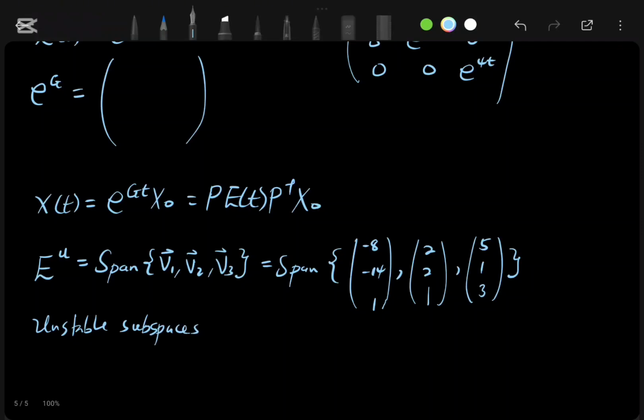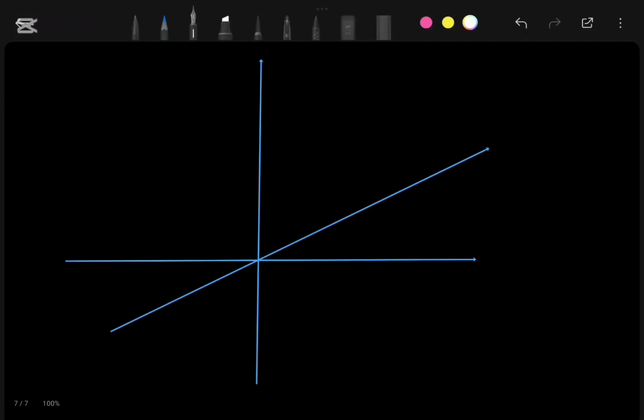Next, we are supposed to sketch our face portrait. We label our axes as x, minus x, y, minus y, z, and minus z. With this, we can now construct our face portrait.